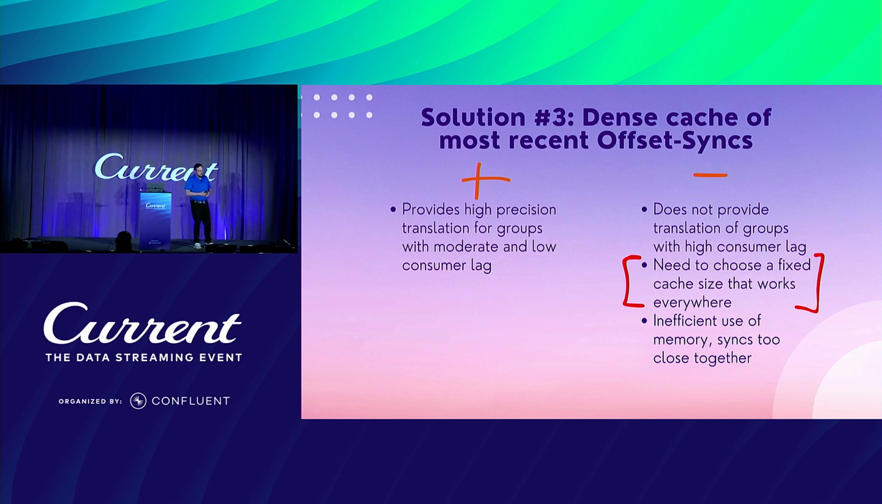If we made it 100, it wouldn't work for certain people. If we made it 1,000,000, it wouldn't work for certain people, because different people have different memory budgets, different topic sizes and throughputs. And so we couldn't find a one-size-fits-all solution for them. And I guess the takeaway that I have from this solution is that it really makes inefficient use of memory. We store a lot of syncs very close together that provide really good translation, but each marginal record that we store there really close together is kind of low value. And so we could make much more strategic use of that memory if we were to remember older records.